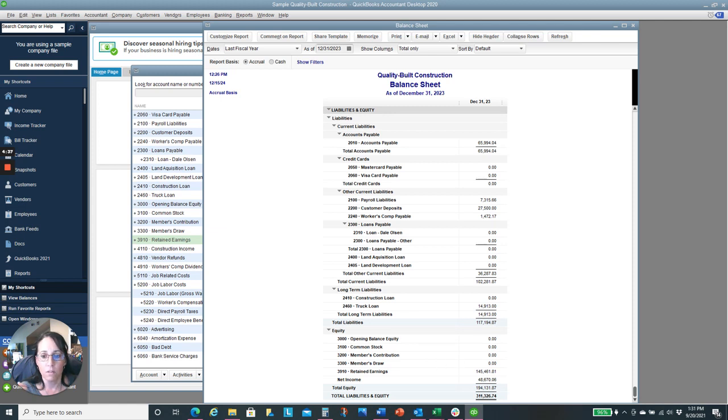Members' draw is the exact opposite. This is when you're taking money out of the business. I will caution you on that because one of the big mistakes I see often is contractors using their business as a bank. They're not really following the numbers because they don't understand the numbers. They don't get this whole balance sheet. Maybe they never even looked at it.